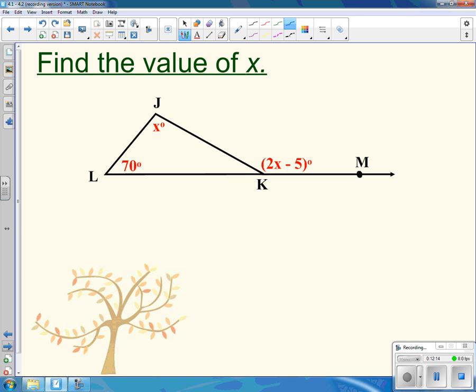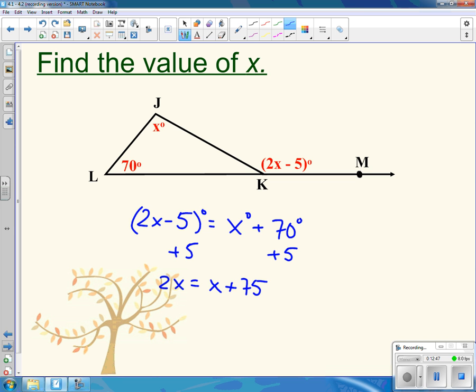Since we have an exterior angle, 2x minus 5, and two interior angles that are not adjacent, x and 70, we can use the exterior angle theorem to set up an equation. 2x minus 5 has to equal the sum of x and 70. So to solve for x, I'm just going to solve the equation by isolating the x variable. The first thing I'm going to do is add 5. I have 2x equals x plus 75. And now I'm going to subtract x from both sides and get x equals 75.